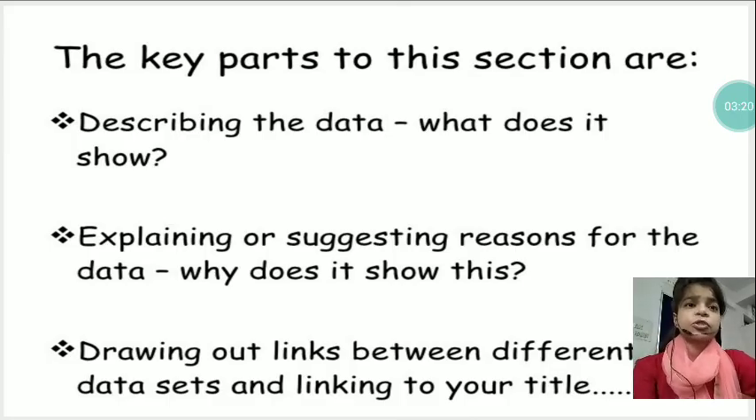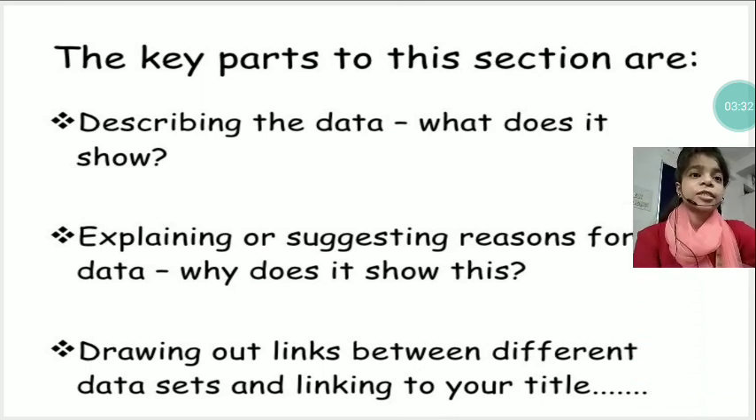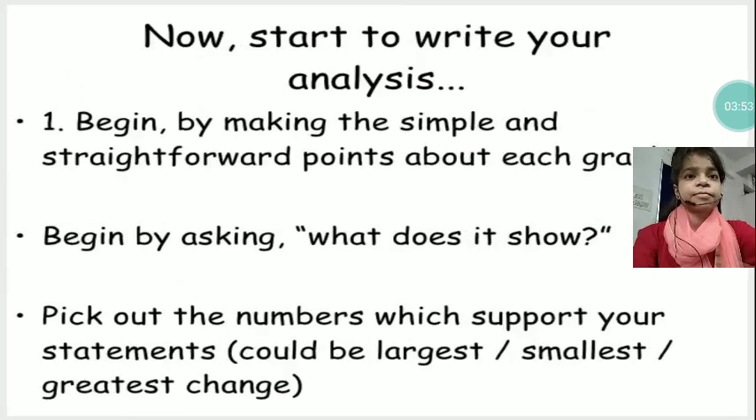Now the key parts of this section are describing the data: what does it show? Explaining or suggesting reasons for the data: why does it show this? Drawing out links between different data and linking to your title. So why is data interpretation done? Because we have to find out what the provided data shows. Then we have to find out why it shows this, meaning why that data is provided, and then we have to link it.